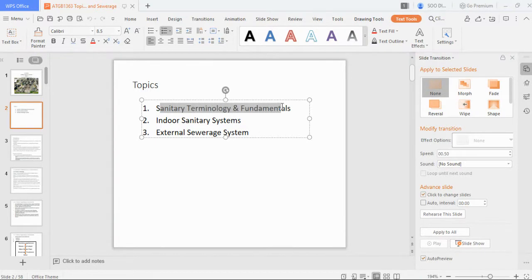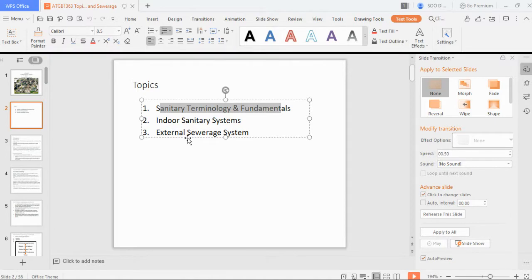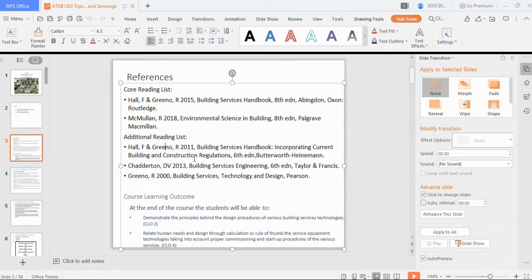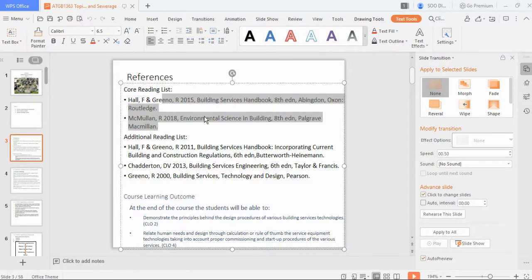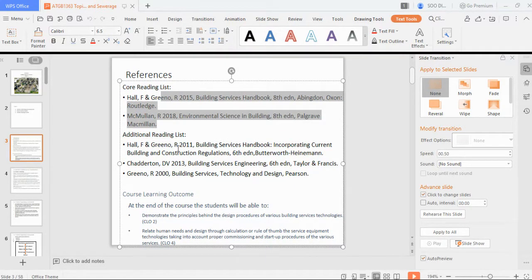So first of all, before you go into any system, being indoor or outdoor, you need to learn a bit of the terminology and the fundamentals of what the terms are in sewerage. The notes for this lecture are all extracted from this text, which is your core reading list. And if you want to learn more, you can always look towards these 3 books.